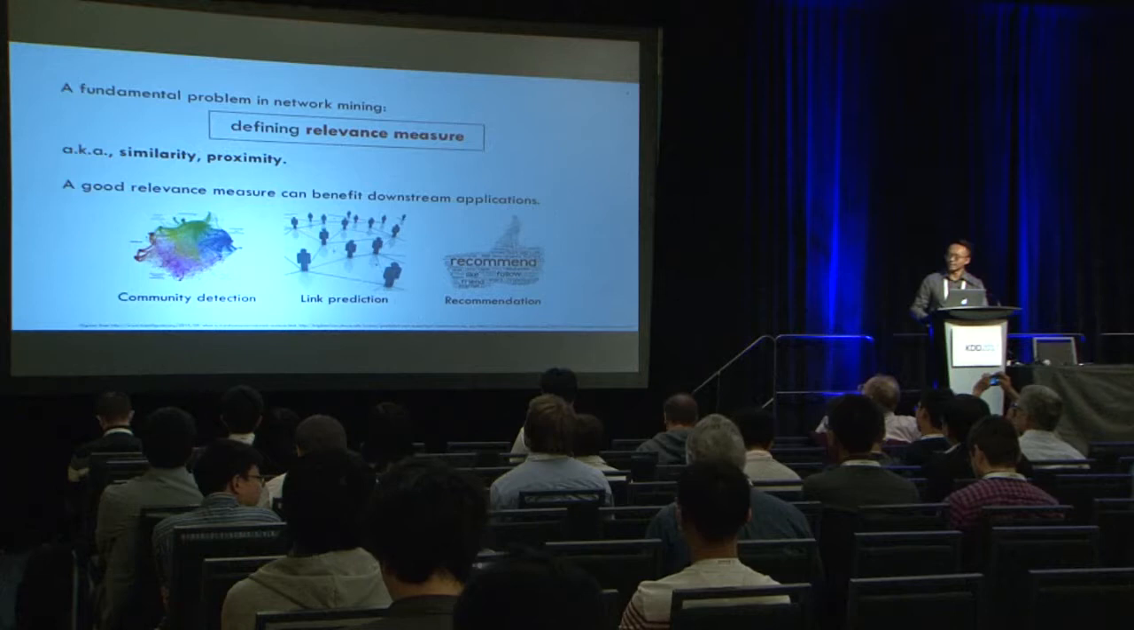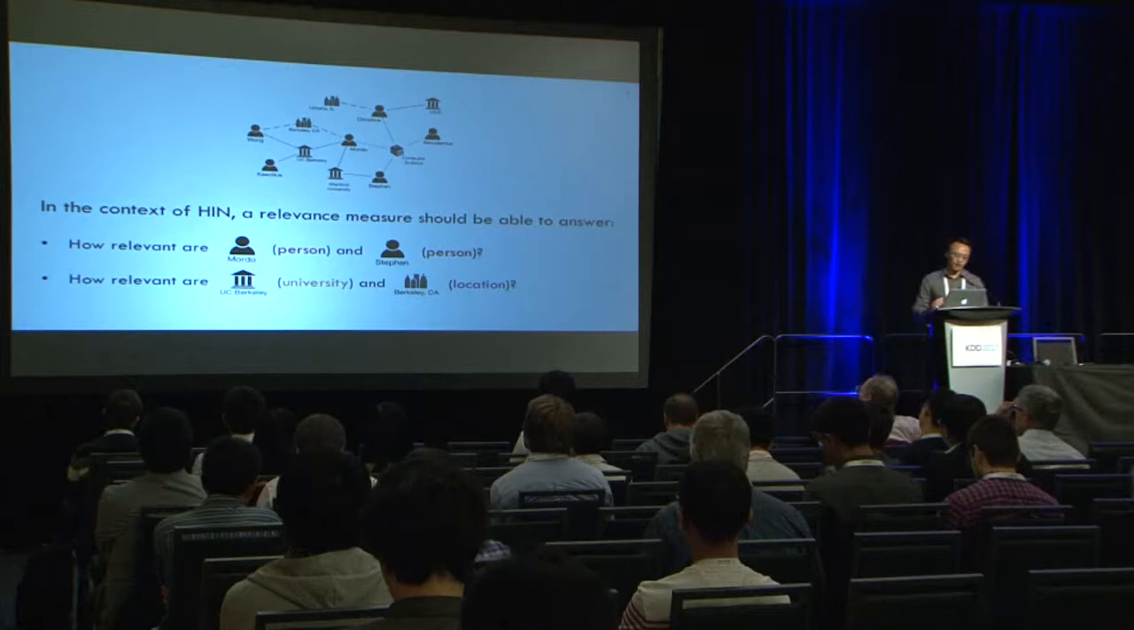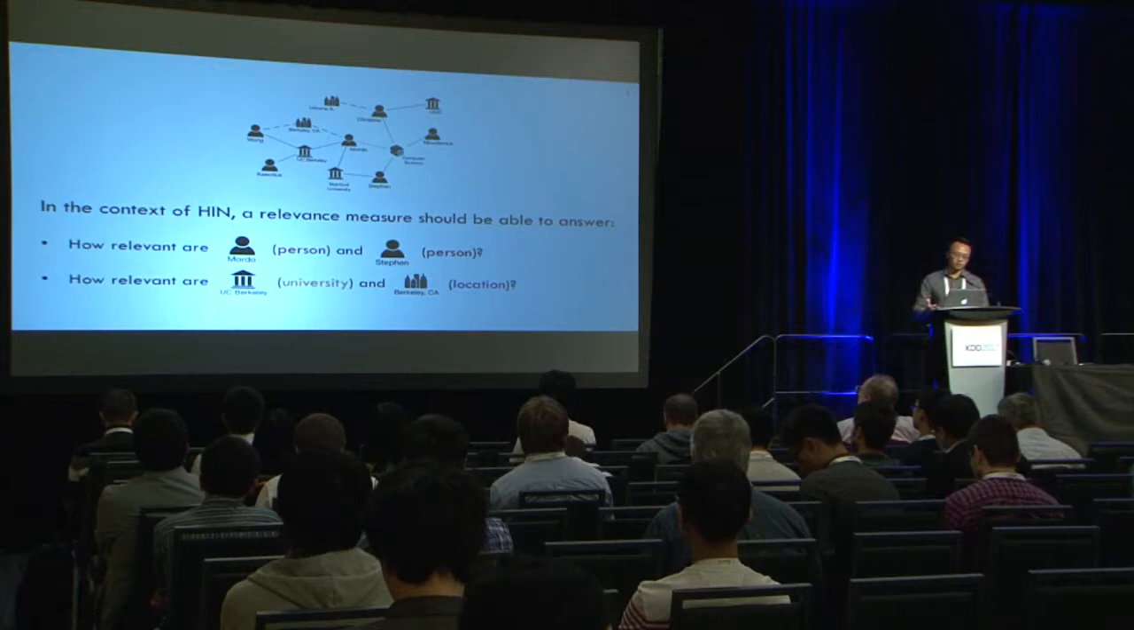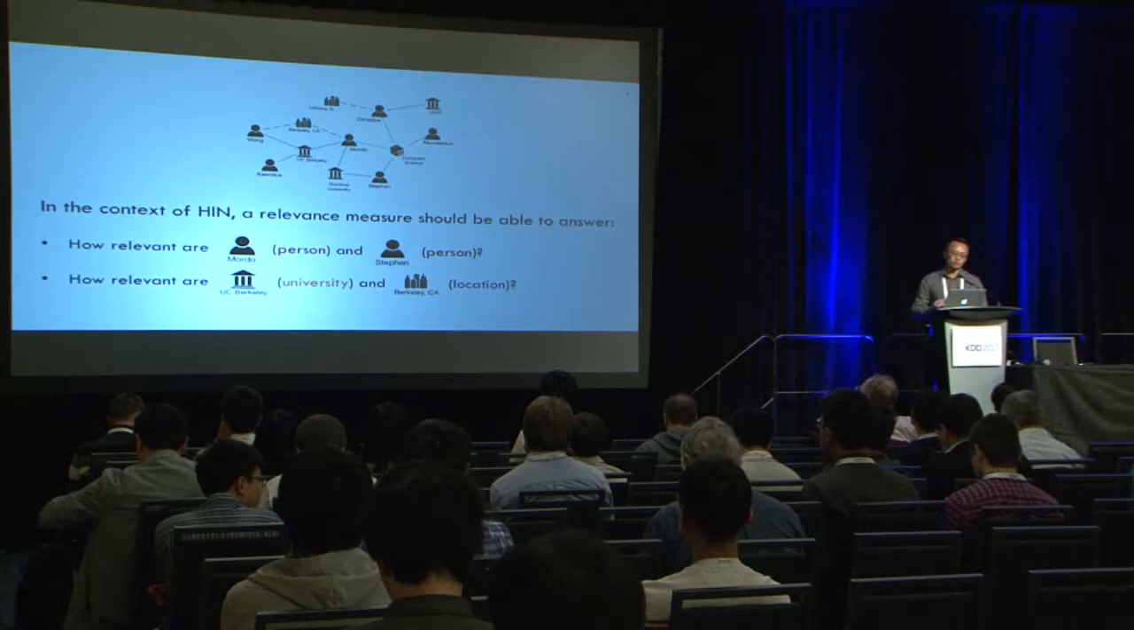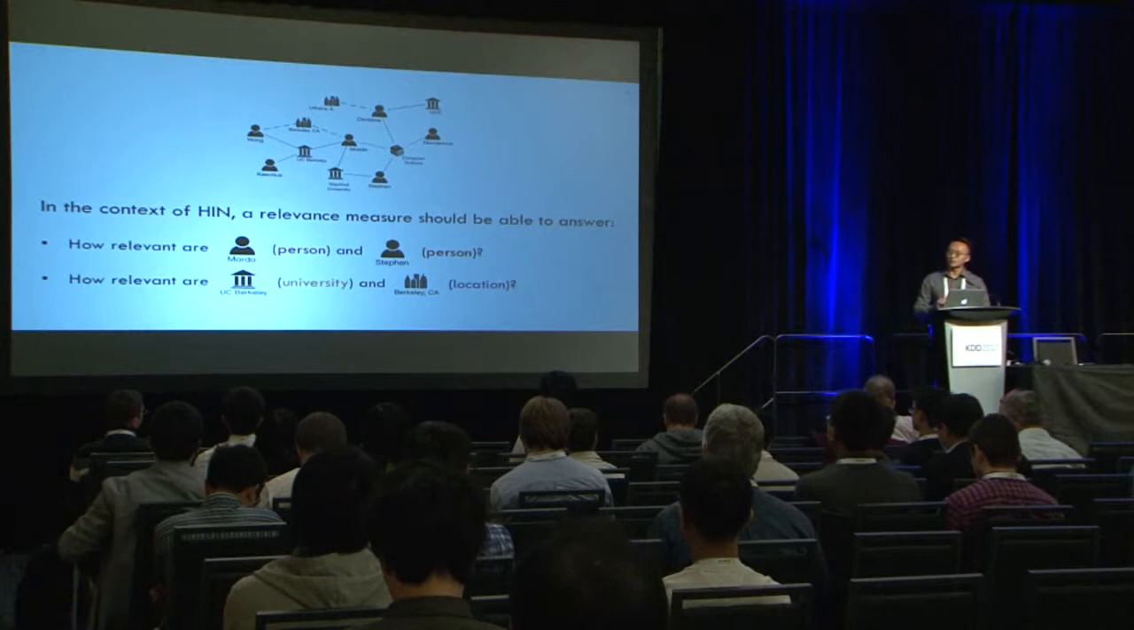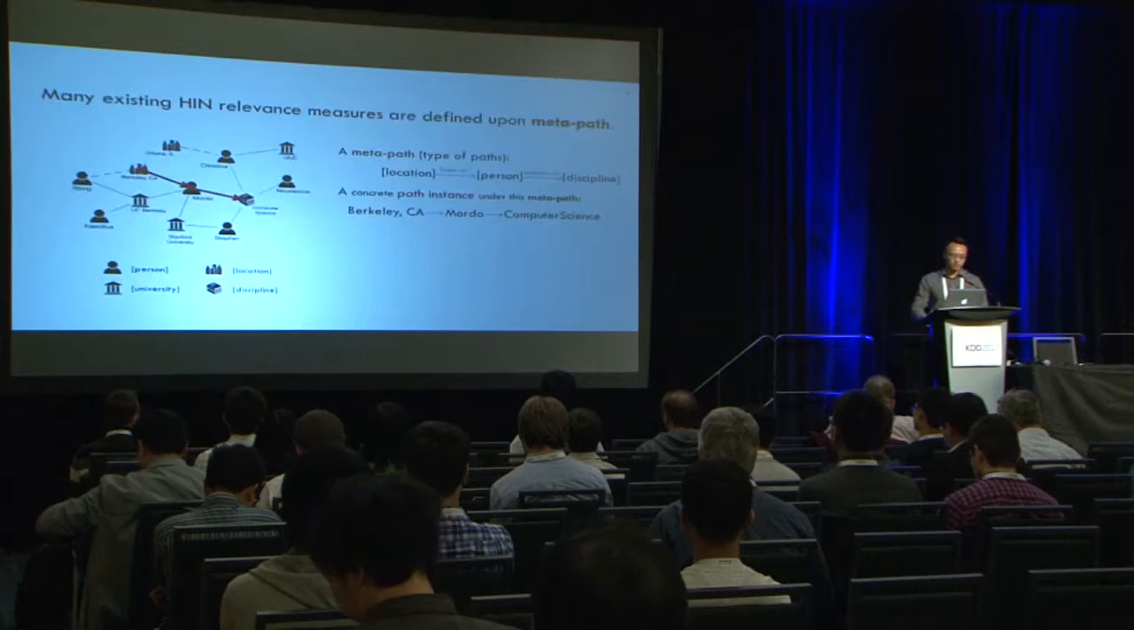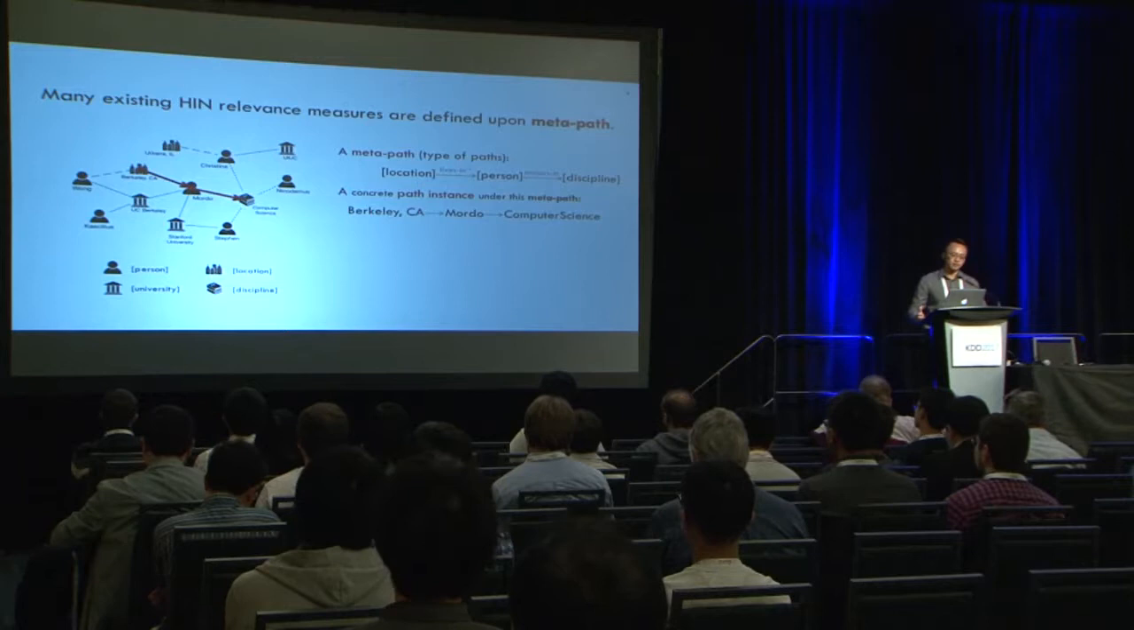In the context of HIN, a relevance measure should be able to answer questions like how the person Mortal is relevant to the person Steven. And an HIN relevance measure must also answer questions like, say, how UC Berkeley, the university, is relevant to Berkeley, the city.